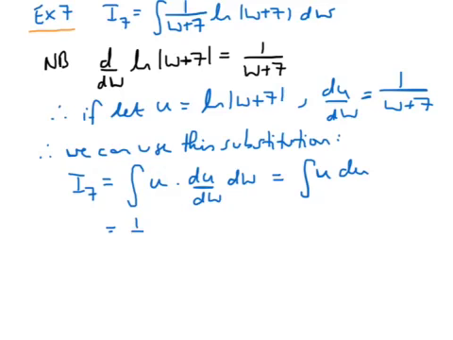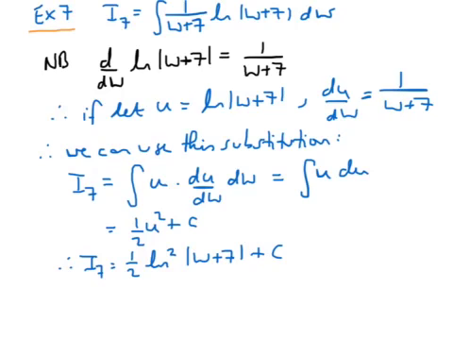So this is going to be 1/2 u squared plus an integration constant, so therefore our integral I7 is 1/2, and u, we remember, was the logarithm of the modulus of w plus 7, so we get 1/2 the logarithm squared of the modulus of w plus 7 plus an integration constant, and that is our result. And checking this is very much like exercise I5, so I will leave that for you as an exercise.